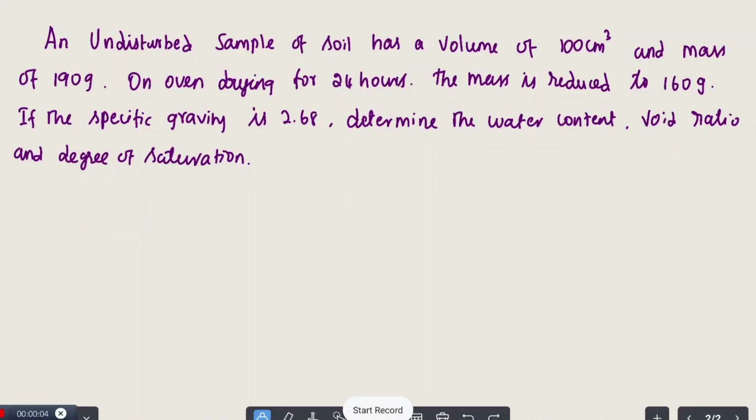Today we are going to see a problem related to soil mechanics in the topic of index properties. The problem is: an undisturbed sample of soil has a volume of 100 centimeter cube, so the volume is given as 100 centimeter cube, and a mass of 190 grams. Then, after oven drying for 24 hours, the mass is reduced to 160 grams. If the specific gravity is 2.68, determine the water content, void ratio and degree of saturation.